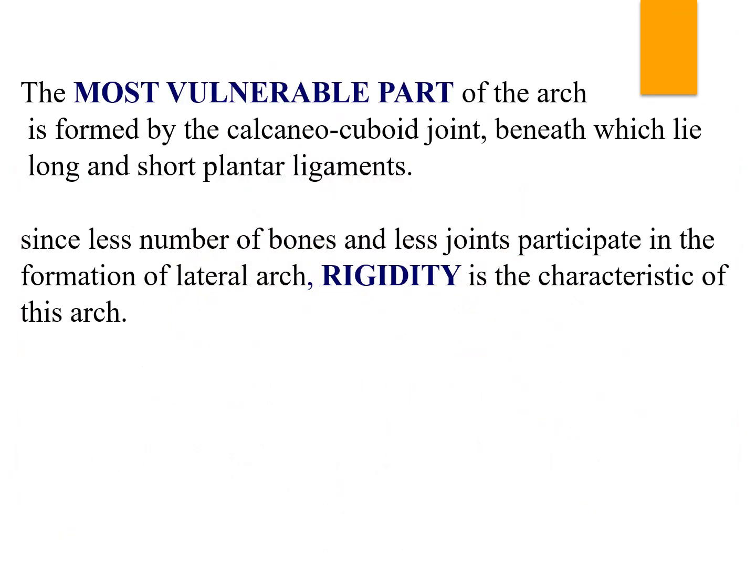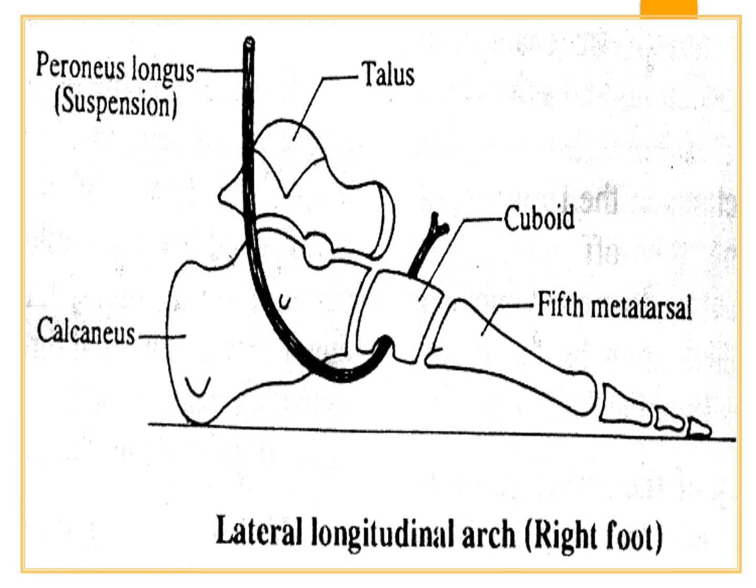The most vulnerable part of this lateral longitudinal arch is the calcaneocuboid joint. Here there are fewer bones and fewer joints, so rigidity is the characteristic of this arch. This is the vulnerable part, the calcaneocuboid joint. The vulnerable part of the medial longitudinal arch is this part.